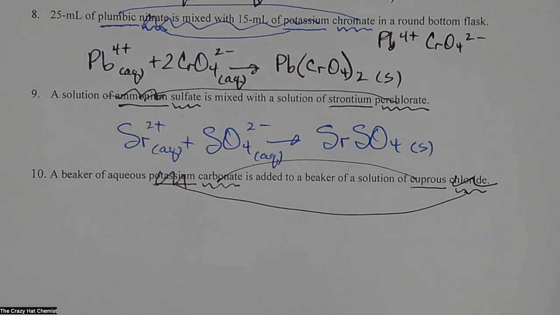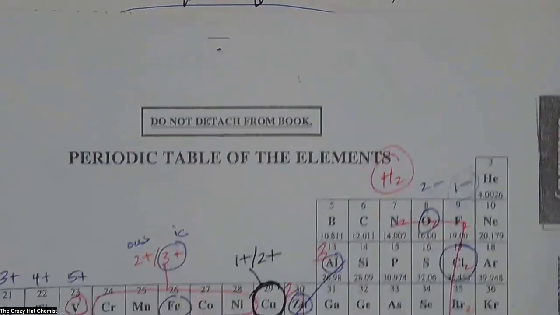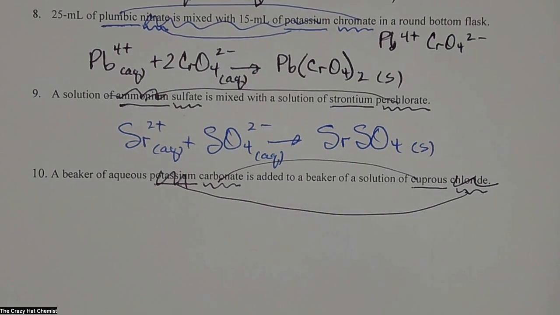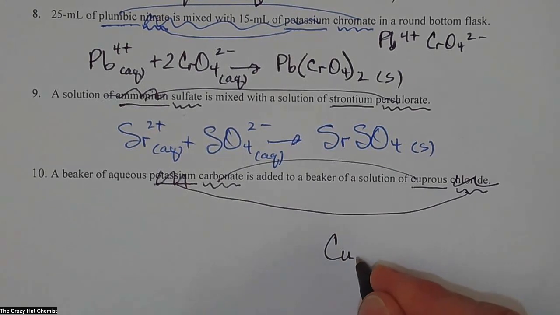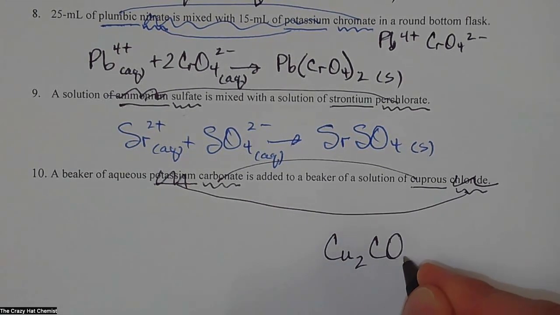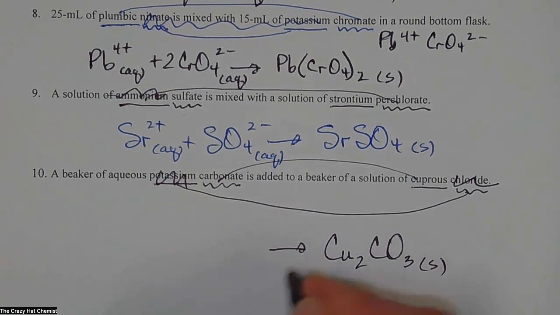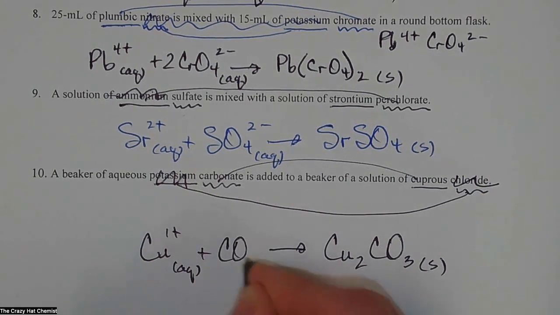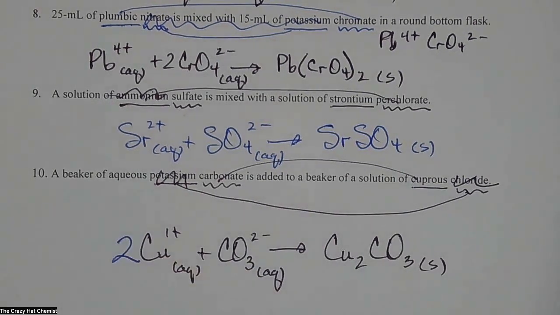Cuprous. Go back to our wonderful periodic table. And cuprous is right there. It's a 1 plus charge for the cuprous. And then the carbonate is a 2 minus charge. So cuprous carbonate, solid. Cuprous, 1 plus charge, aqueous, plus carbonate, CO3, 2 minus, that's aqueous. And we need to balance this, and that goes a 2 right there. Booyah! And I believe that is a wrap.